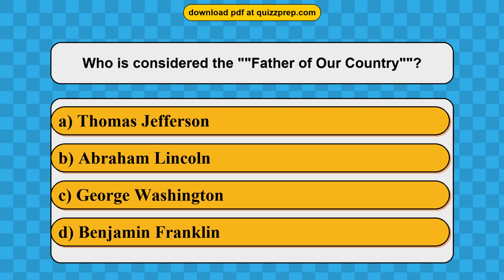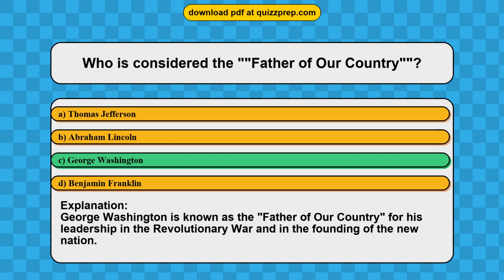Question 71. Who is considered the father of our country? Option A, Thomas Jefferson. Option B, Abraham Lincoln. Option C, George Washington. Option D, Benjamin Franklin. The correct answer is option C, George Washington. George Washington is known as the father of our country for his leadership in the Revolutionary War and in the founding of the new nation.